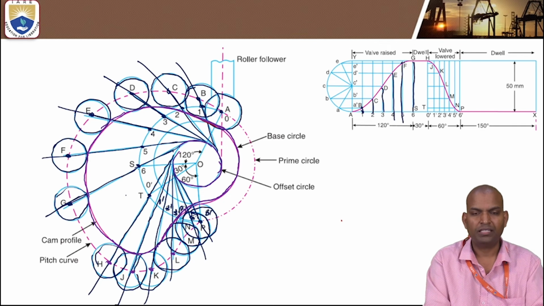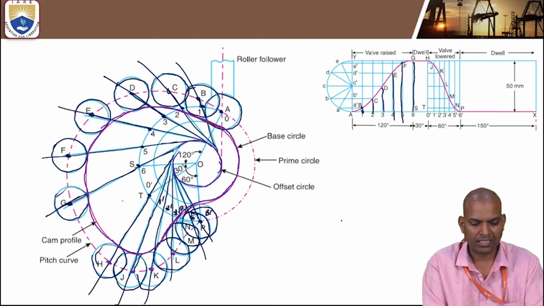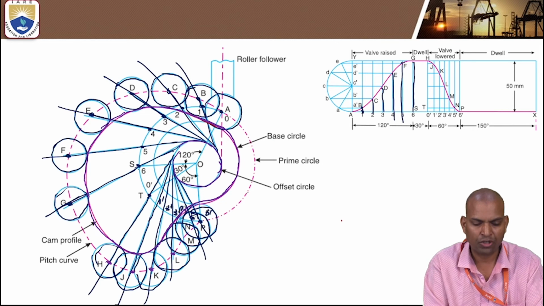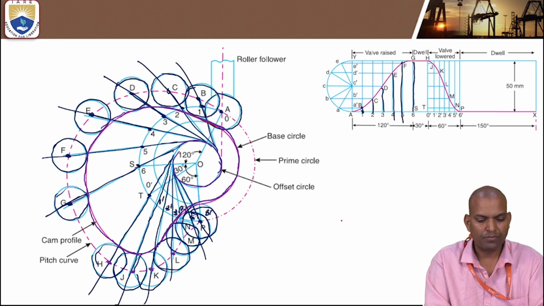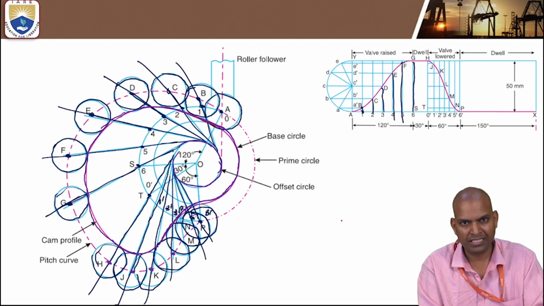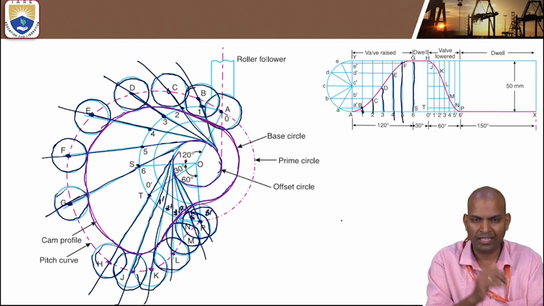In this offset cam, there are 3 circles you have to draw, apart from the roller circle. That is, one is the offset circle, another one is the base circle, and the third one is the prime circle. The base circle is required in order to attach the dwell. The dwell curve comes to the base circle and touches.